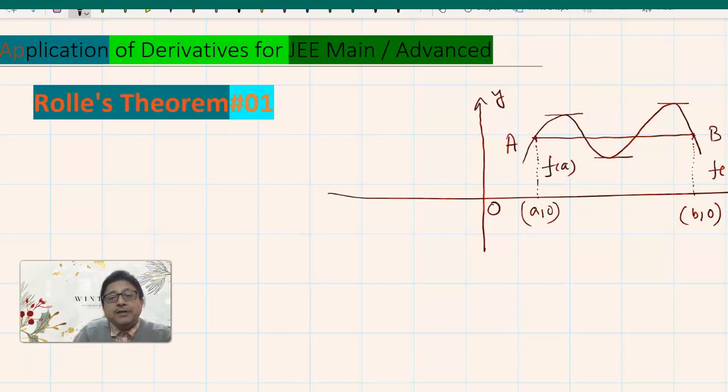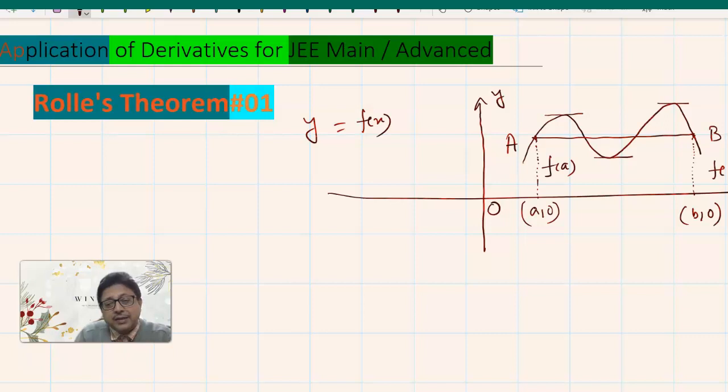So if we take the function y equal to f(x), and this is the graph of the function, and at these 2 points, a and b, the functional values are the same, then there will be at least one point where the tangent will be parallel to the chord, or parallel to the x-axis, because this was a horizontal chord. I have shown you 3 points between a and b where the tangent is parallel to the x-axis.